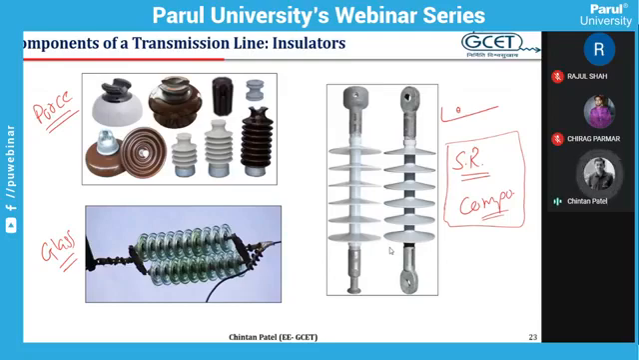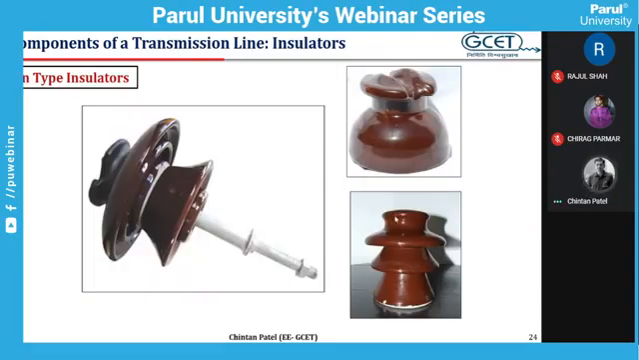So all the transmission utilities are planning to replace the existing porcelain and glass insulators with silicon composite insulators. So in the near future, it may be possible that all the insulators used in overhead transmission lines will be silicon rubber or composite insulators.